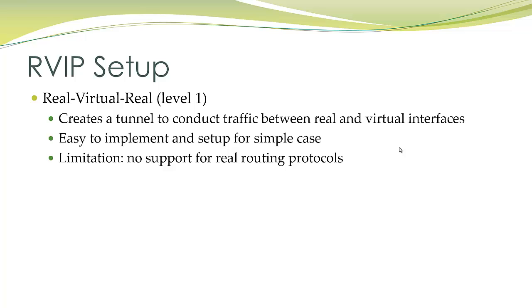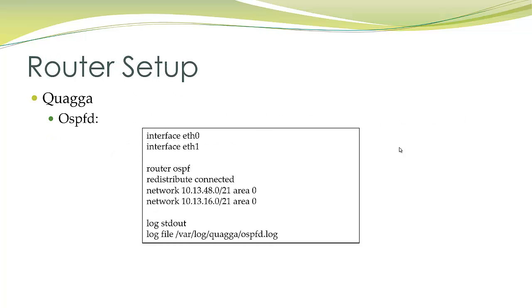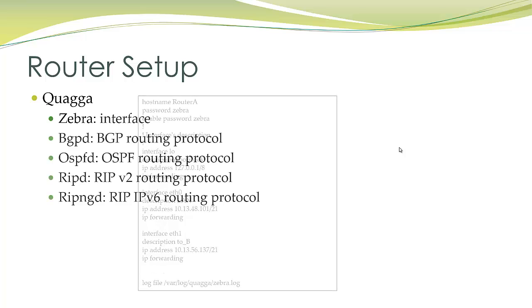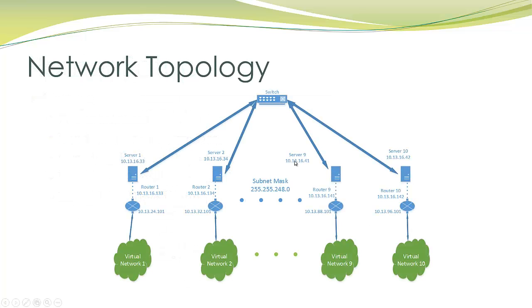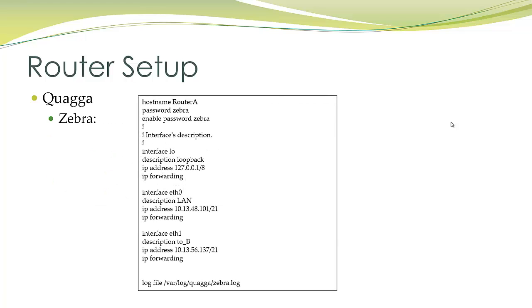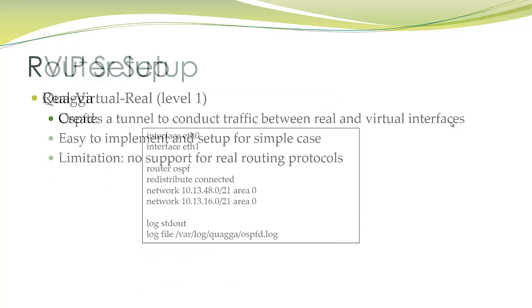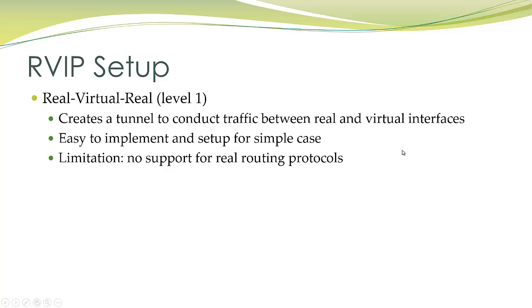But if you want to connect, for example, a pretty complicated network, level 1 is not going to work very well. I'm going to talk about this later. Of course, the limitation of RVIP level 1 is that it has no support for real routing protocols.